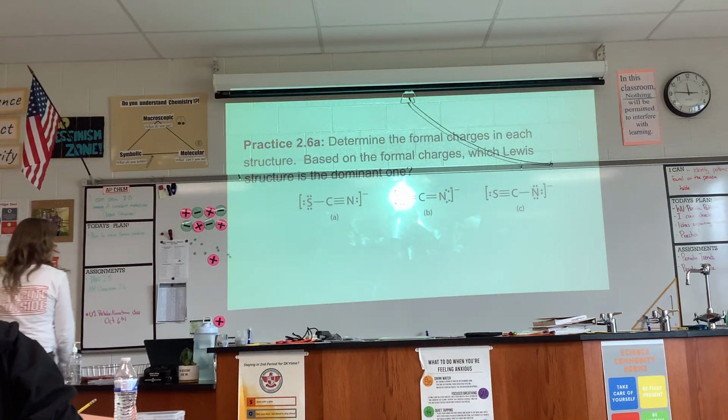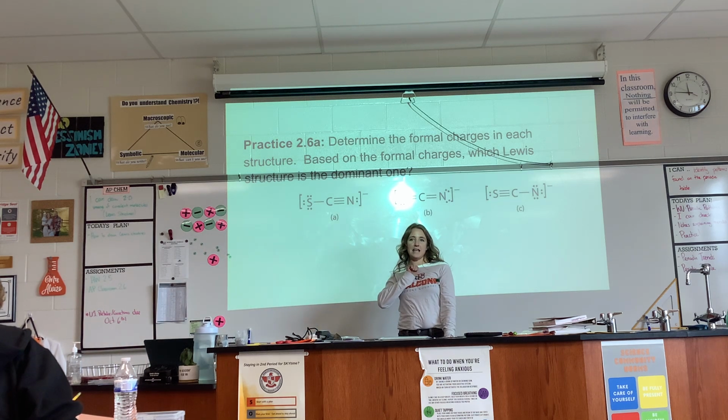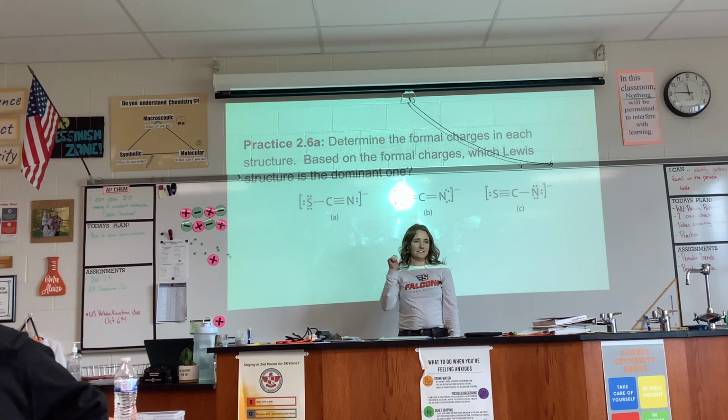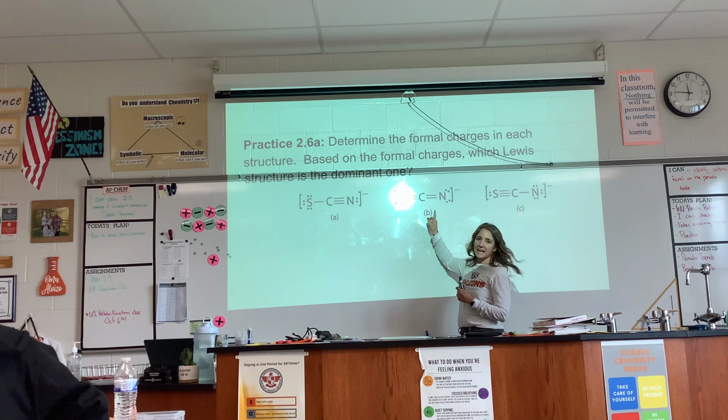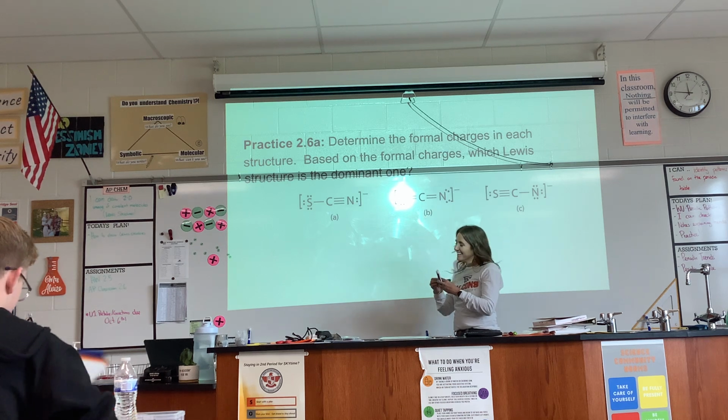Okay, ready? Show me. Hold your hand under your chin. Make an A if you think it's A, a B if you think it's B, a C if you think it's C. B or C. The correct answer, if you said B, have a smile. We won the 50-50.